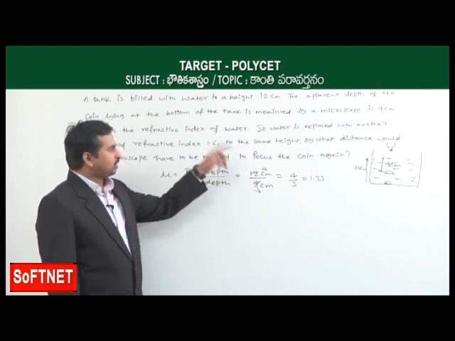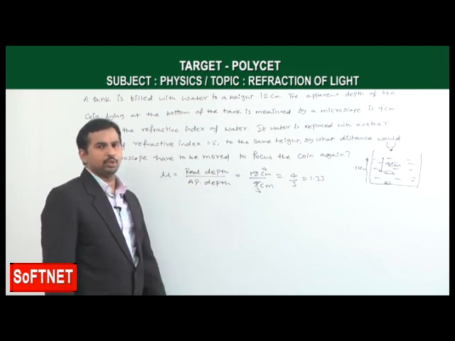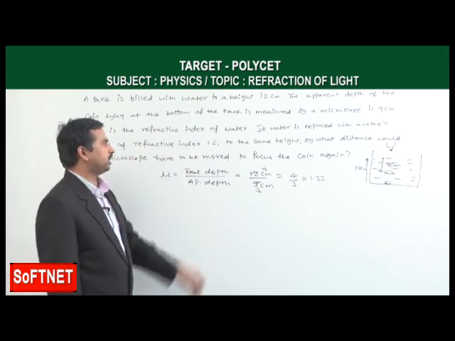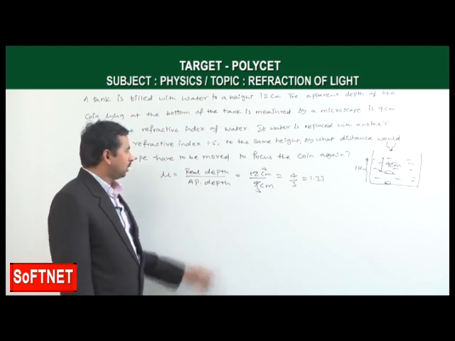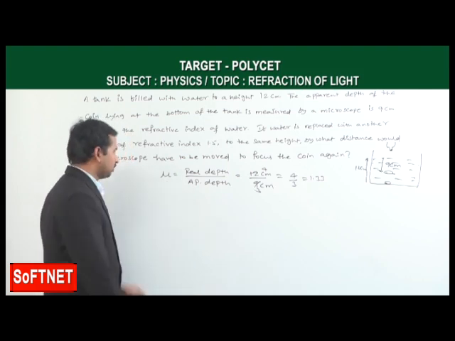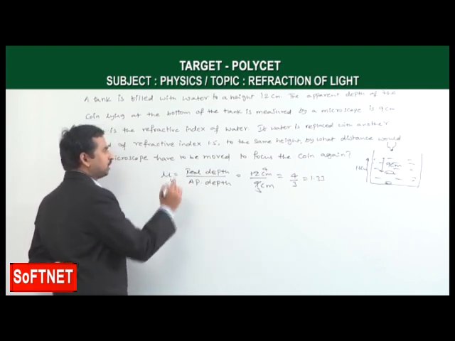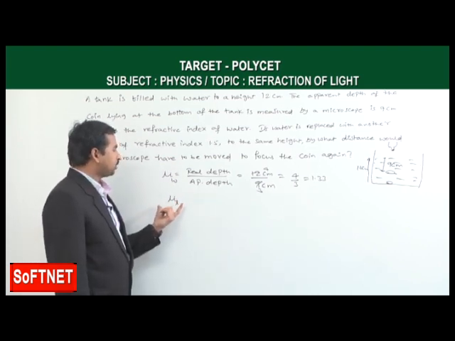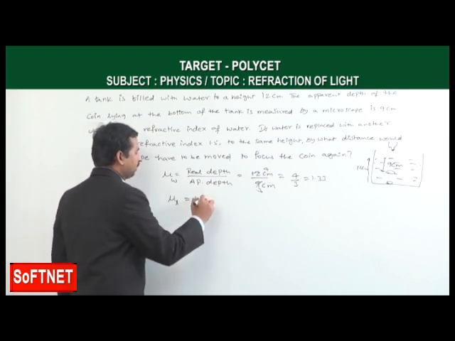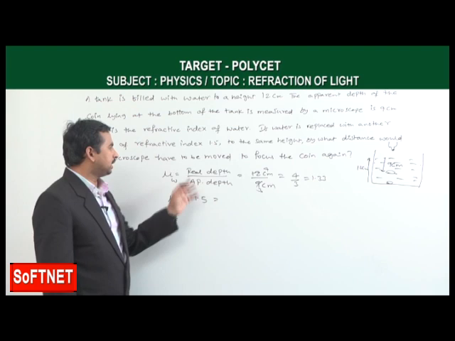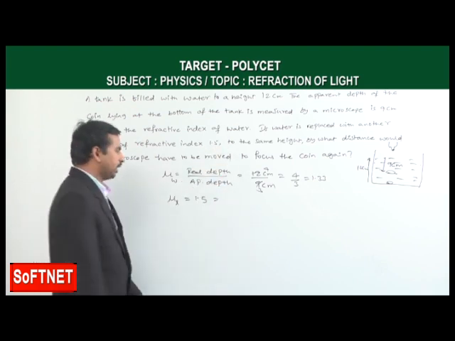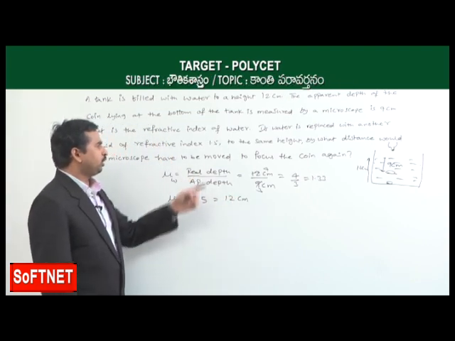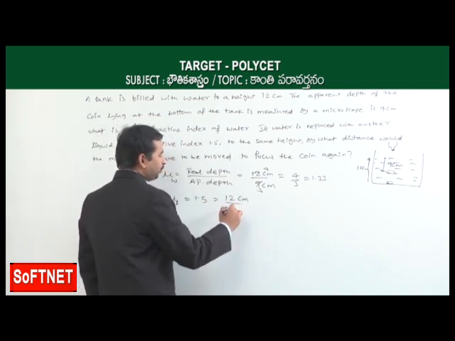Here it is given that if the water is replaced with another liquid of refractive index 1.5, filled to the same height, we are now changing the refractive index. This is the case for water; now we are taking another liquid, let us call it L. So the refractive index of that liquid is given as 1.5, which is equal to the real depth, as it is filled to the same height. The real depth again becomes 12 centimeters only. Then we need to find the apparent depth here.